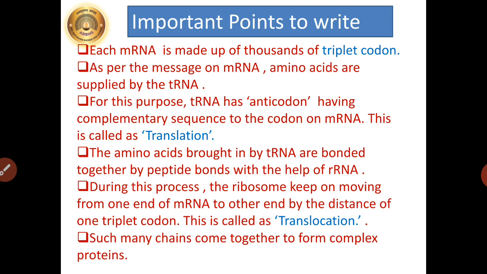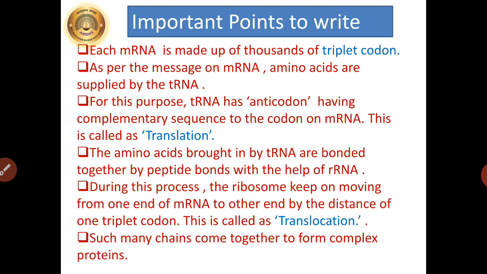Now these are some important points to remember, and also you all write all these important points in your notebook. Each mRNA is made up of thousands of triplet codons. As per the message on mRNA, amino acids are supplied by the tRNA. For this purpose, tRNA has an anticodon having a complementary sequence to the codon on mRNA. This is called translation.